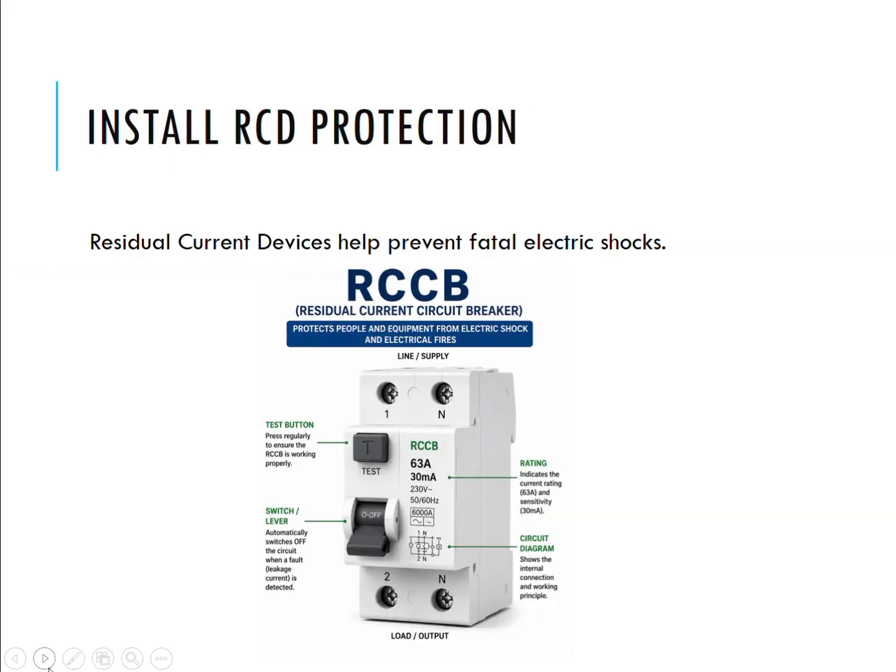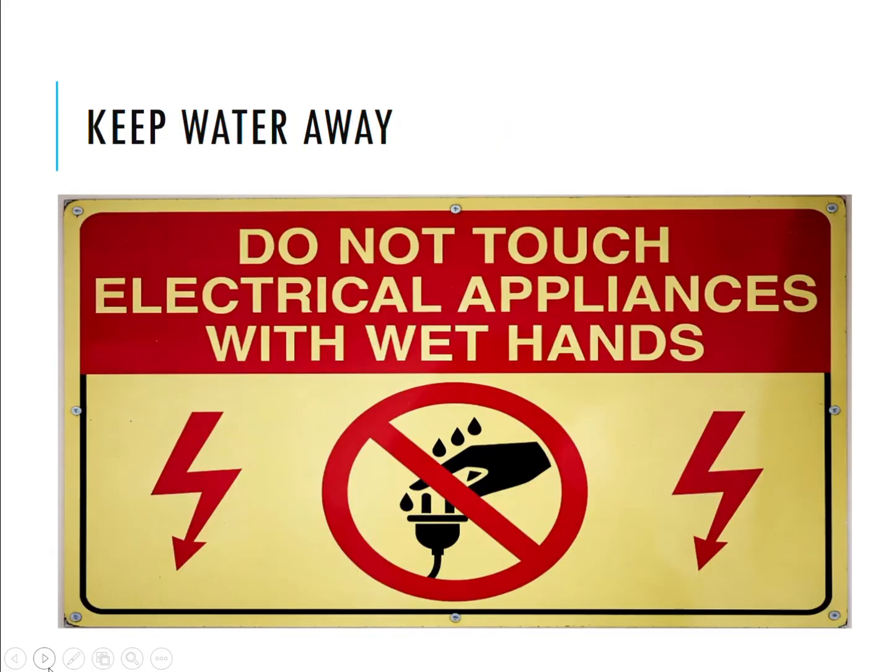Install RCD protection. RCD stands for residual current device. These are circuit breakers designed to trip if there is any leakage of current. So if you touch a device, the RCCB, which is a residual current circuit breaker, is going to know that there's current leakage because current is flowing through your body and not through the normal circuit, which is going to prompt the RCCB to trip. This is very important. We need to make sure we have them installed in our homes.